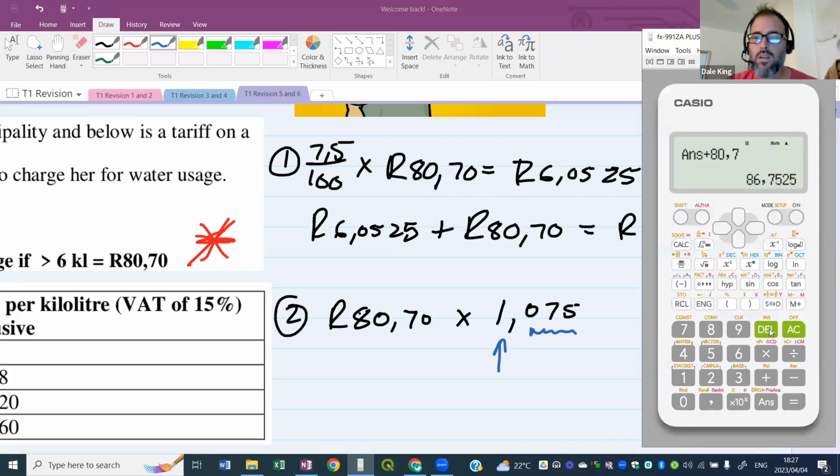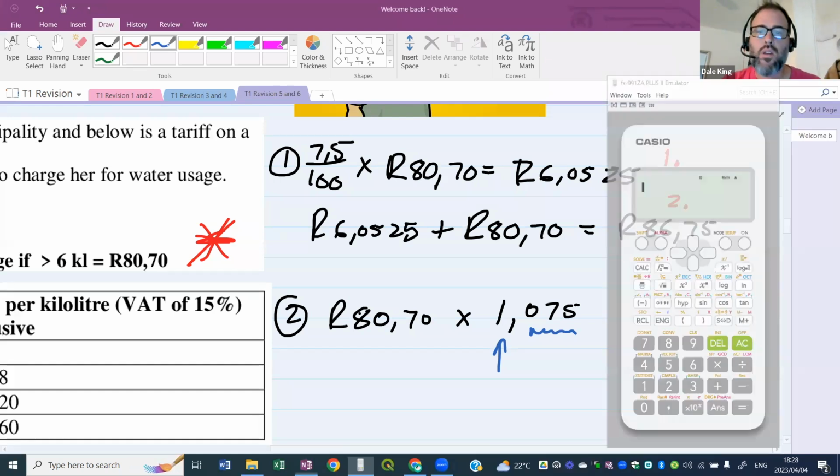So if I take 7.5 and I divide it by 100, let's see what we get here. We get this decimal, 0.075. So that's what's in here. The 0.075 is in here, and the 1 is just saying, take the 80 and add it on. So take 80 and add on 7.5%. Okay, so that was the quick method that we learned.